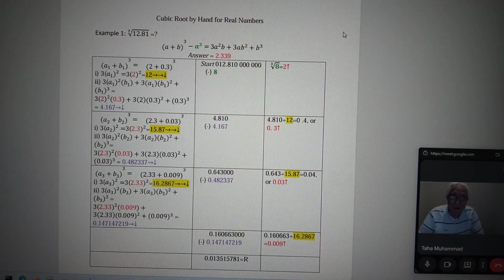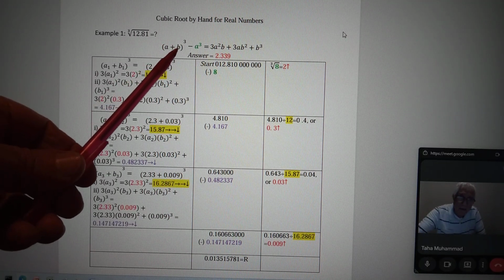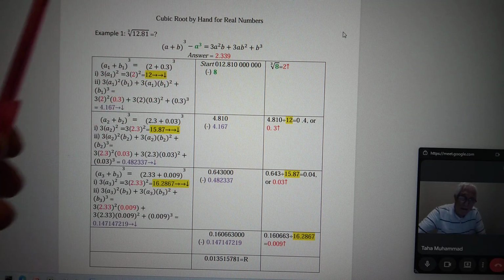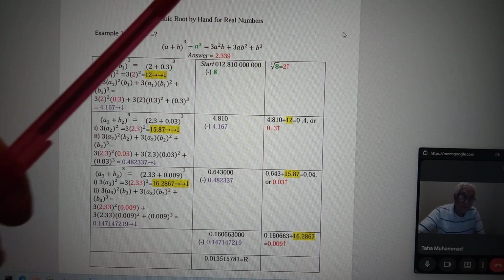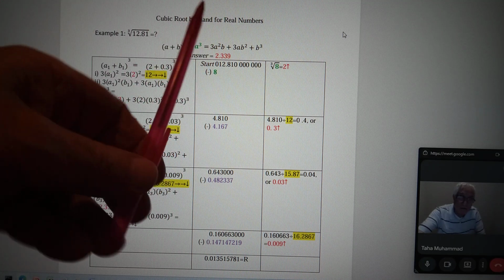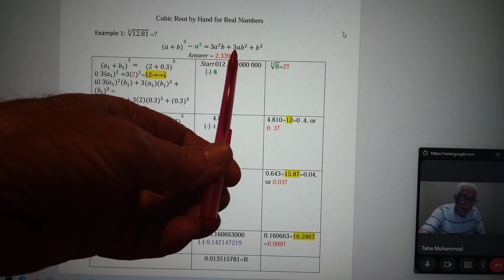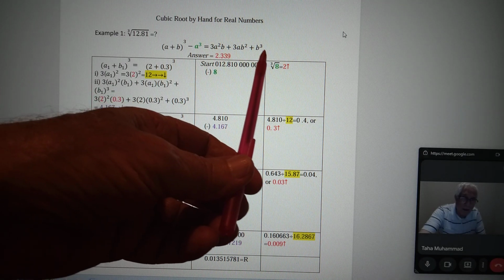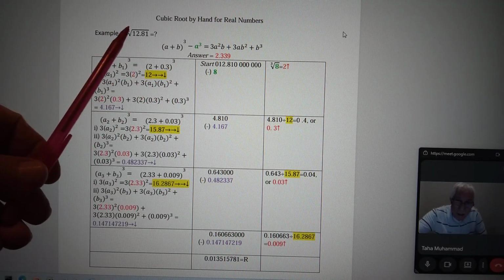By hand. Of course, you know the rule of (a plus b) cubed. When you expand it, it becomes a cubed plus 3a squared b plus 3ab squared plus b cubed. When I transfer a cubed to the first side, what remains is 3a squared b plus 3ab squared plus b cubed. You have to know that. Everybody knows that. And then I have the number, I will put it here without the root.